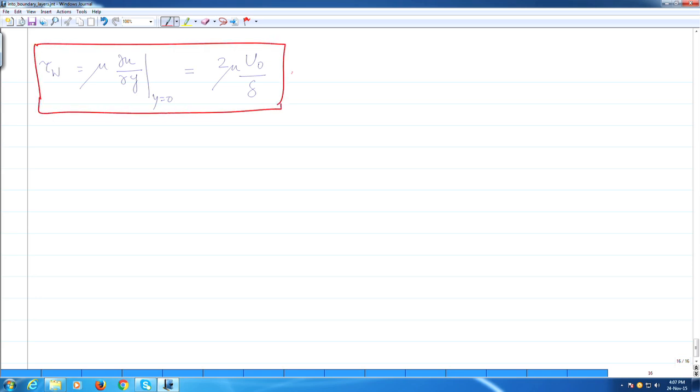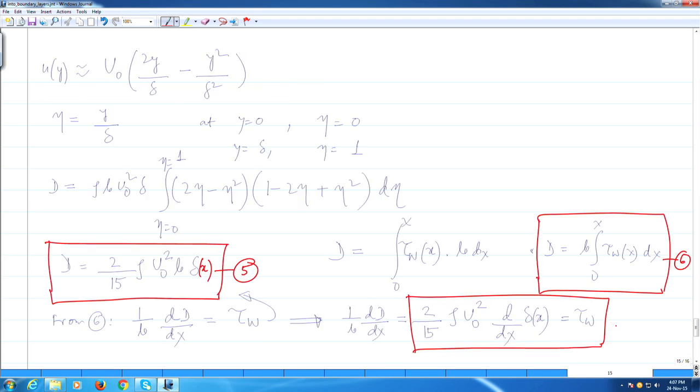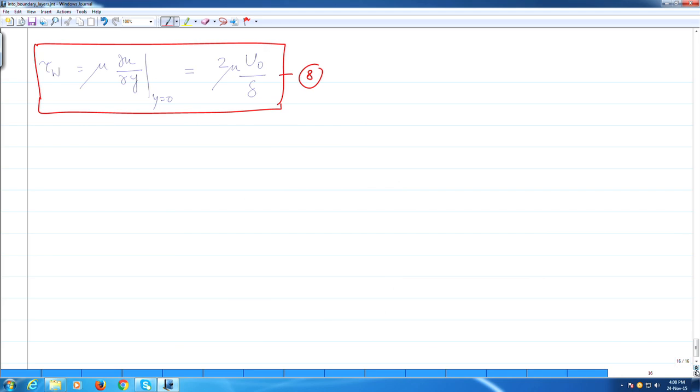So, we are going to box that up and say this is 8. And the previous one, what we had done here, this one is 7. So, now that we have an expression for tau wall, we are going to insert that into 7. So, this 8 is basically tau wall, which is the expression 2 nu u naught by delta. We are going to insert 8 into 7.